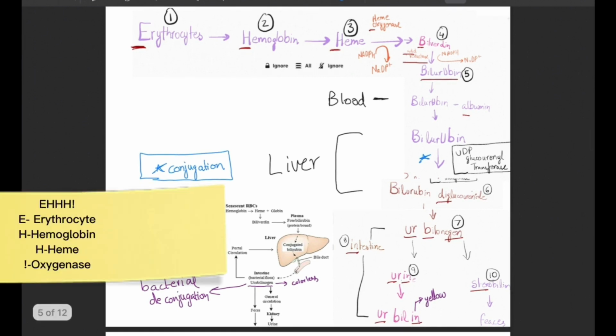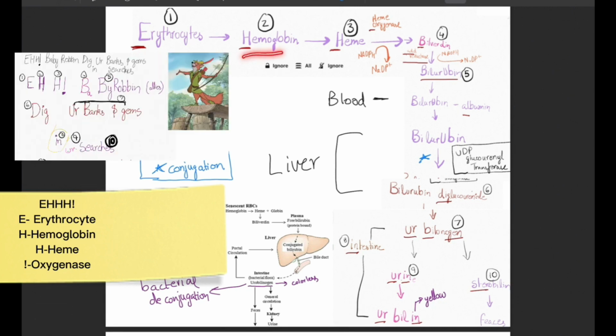So from the word E we have erythrocytes. From the first H we have hemoglobin. From the next H we have heme. From the exclamation mark we have oxygenase, and NADPH is consumed during this process.